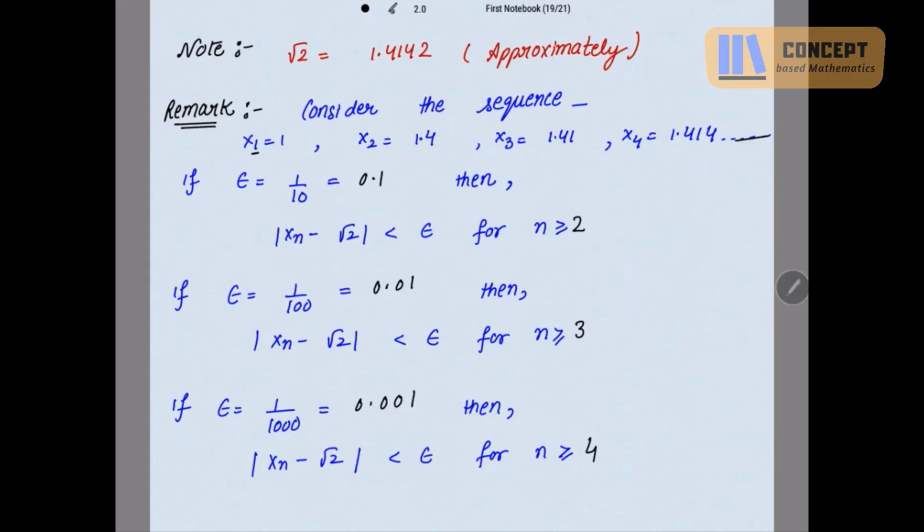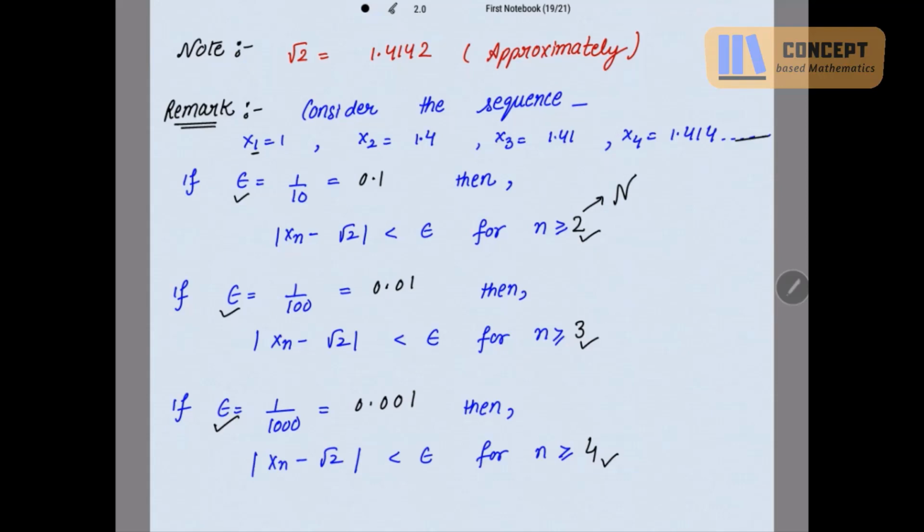Now what is happening over there? We are observing that for every given epsilon, there exists a positive natural number n which depends upon this epsilon. So for every epsilon positive, there exists a positive natural number which depends upon epsilon such that the modulus of xn minus root 2 is strictly less than epsilon for n greater than or equal to capital N. This is your capital N.